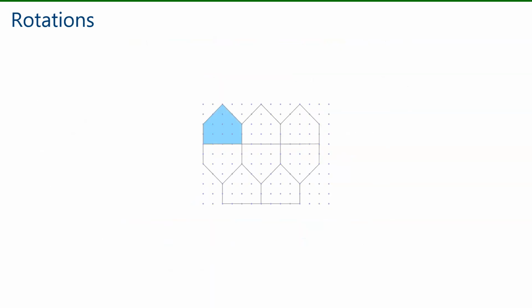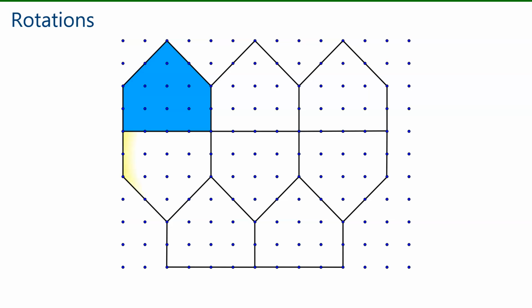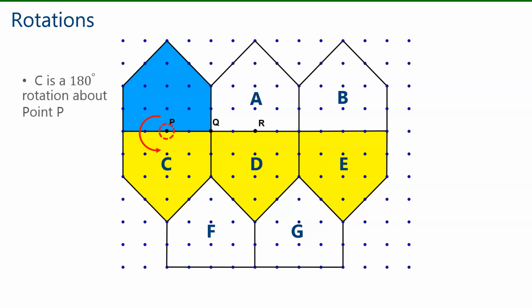Finally, we also have rotations in this tessellation. In order to get shape C, we could rotate the blue shape 180 degrees about point P. So C is a 180 degree rotation.